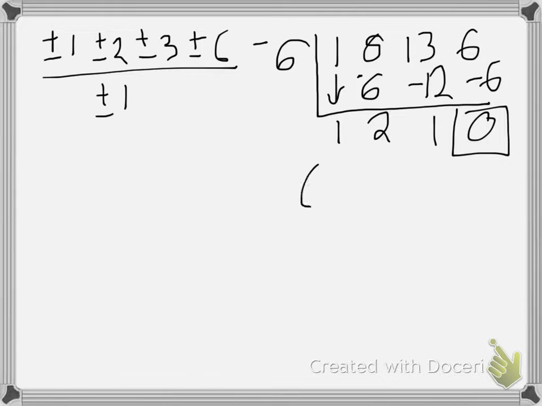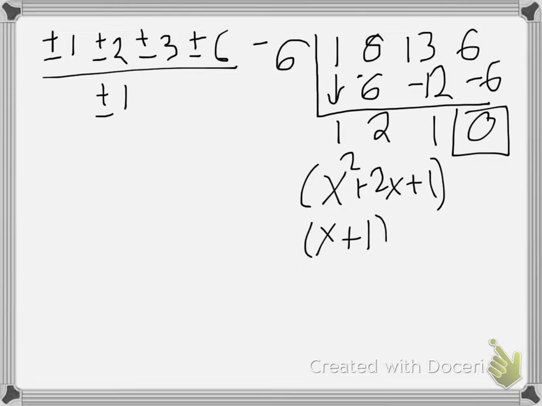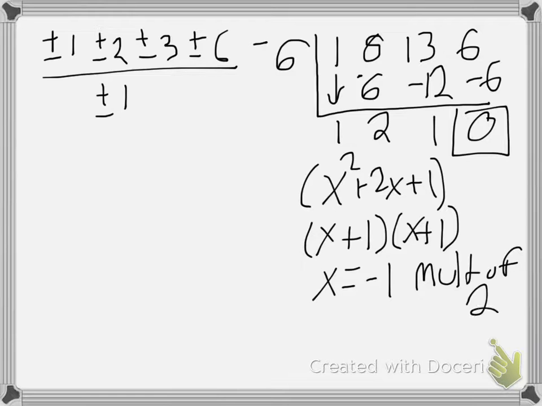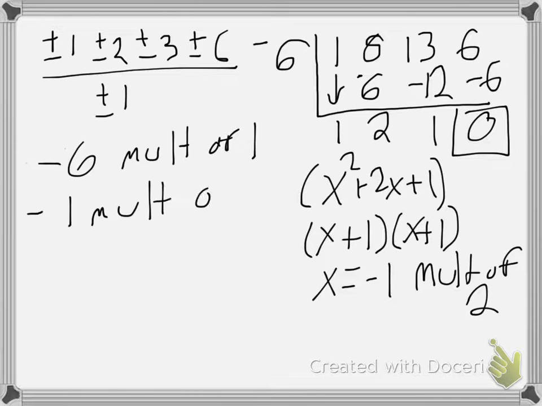And then what kind of polynomial do I get? x squared plus 2x plus 1. Well, this is very easy to factor. It's x plus 1 times x plus 1. So that means I have x equals -1, a multiplicity of 2, because it shows up twice. Okay? So our rational zeros are -6 with a multiplicity of 1 and -1 with a multiplicity of 2.